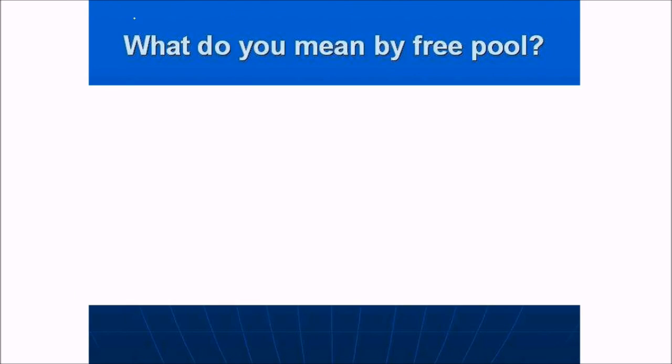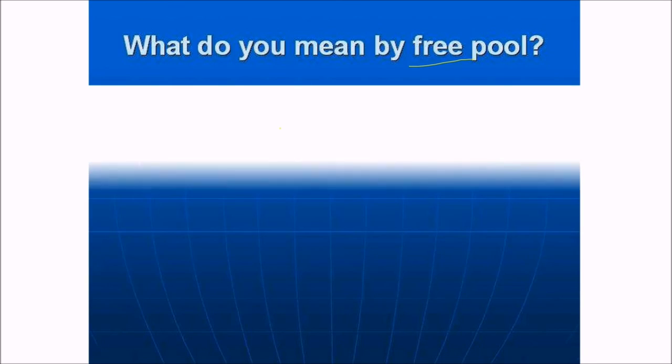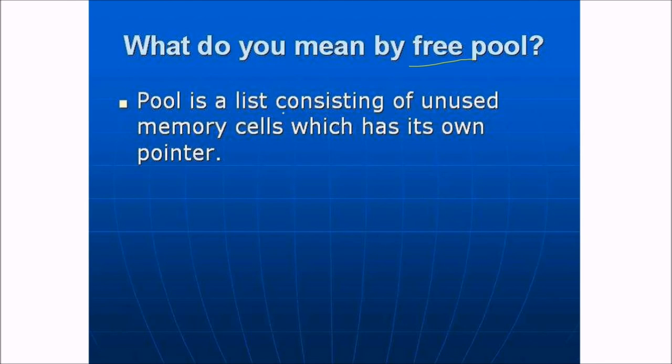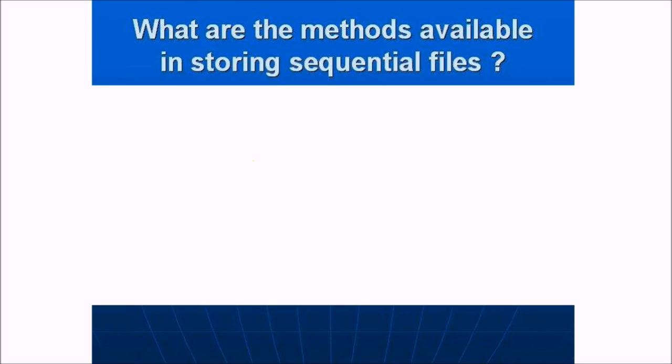What do you mean by a free pool? A pool is a list which consists of unused memory cells, which has its own pointer. Again, a free pool is a list only, which consists of unused memory cells, which has its own pointer.